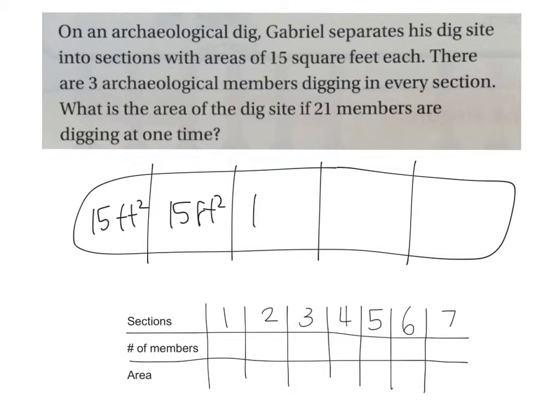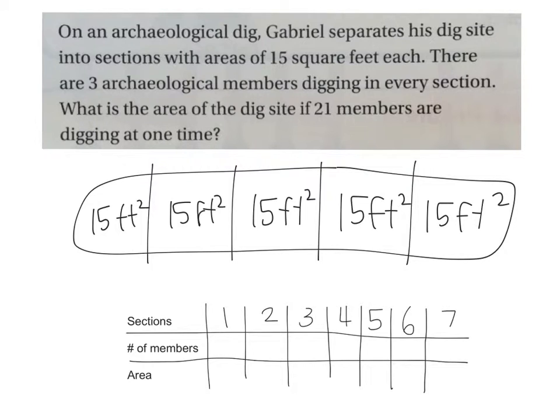By the way, what strategy am I using right now to help myself understand the problem? What strategy am I using, Nathan? Drawing a model. Yeah, I'm drawing a model or a diagram to help myself understand it. So he splits it up, and I don't know if this is how many sections there are, but it's good enough for now. And I know each section is 15 square feet each, okay?